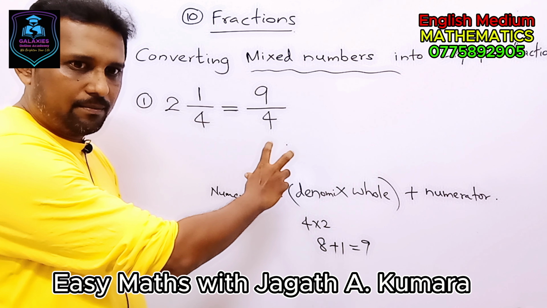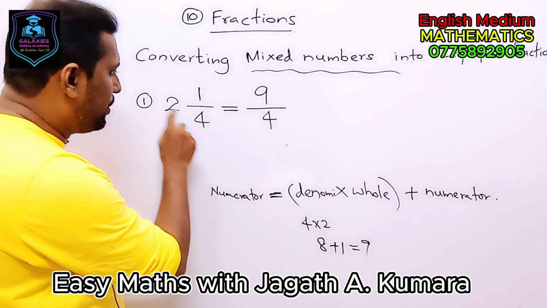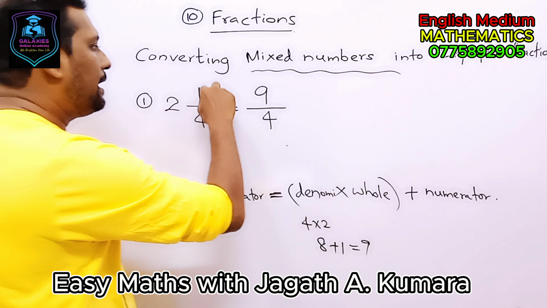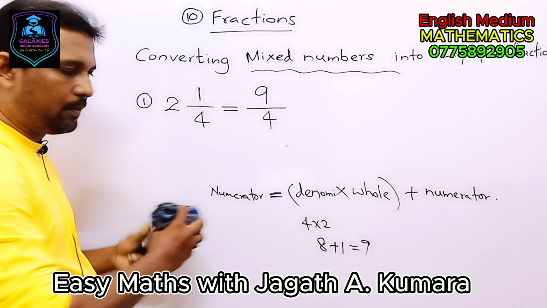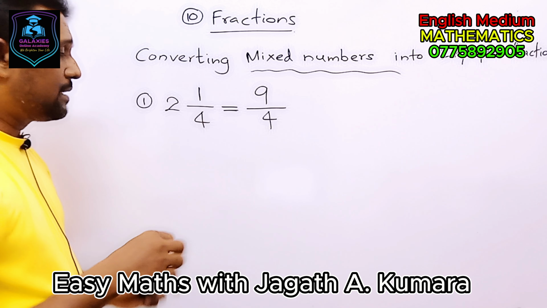Denominators are same. Numerator, how you can get? First you multiply denominator and whole number, then you add numerator value. Okay, it is the converting method, right? Numerator getting method. Right. Now look at another example.